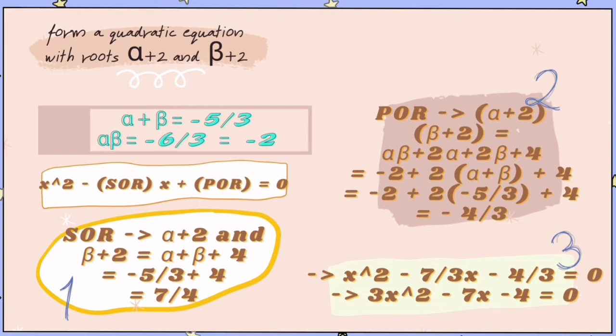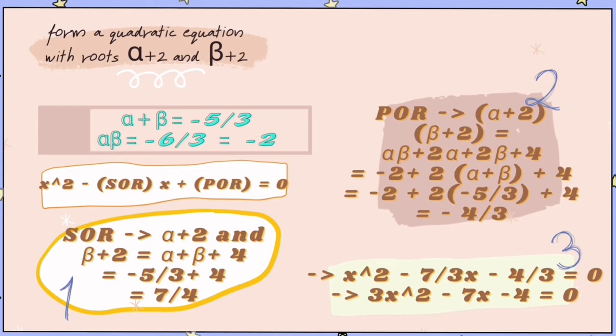To get the new product of roots, we need to multiply alpha plus 2 by beta plus 2. So we will get alpha beta plus 2 alpha plus 2 beta plus 4. Here we need to insert the product of roots from the given equation, which is negative 2. So we will get negative 2 plus 2 bracket negative 5 over 3 bracket plus 4. And the new product of roots is negative 4 over 3.